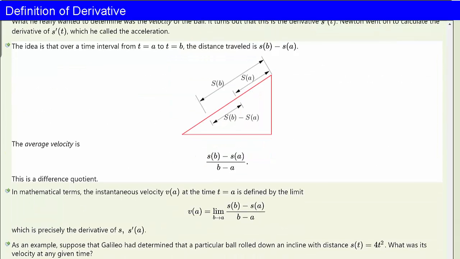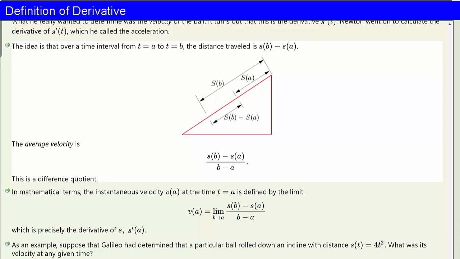The idea is that over a time interval from t equal a to t equal b, the distance traveled is s of b minus s of a. Then the average velocity over this time interval is distance traveled divided by the time interval. That's s of b minus s of a over b minus a, as the sketch shows. This is the difference quotient. It represents the constant velocity needed to travel the same distance in the same time. But keep in mind that these experiments involved gravity, so the actual velocity was really not constant.